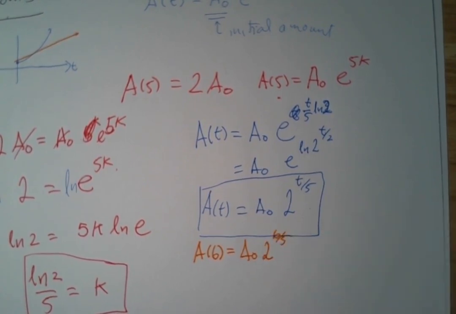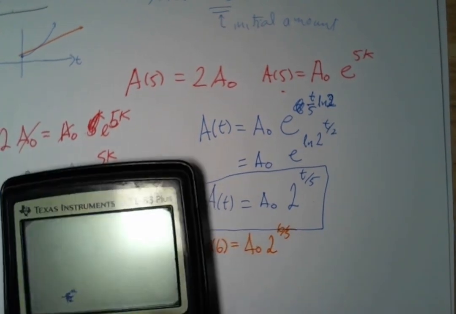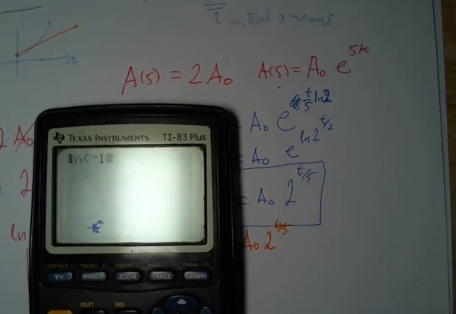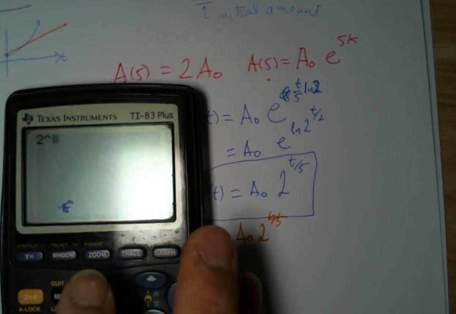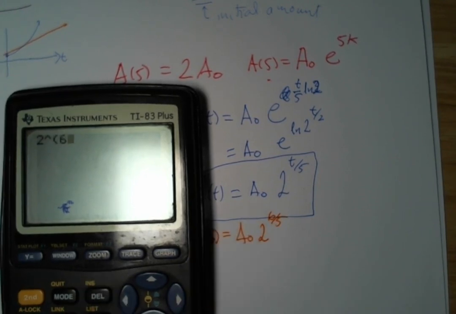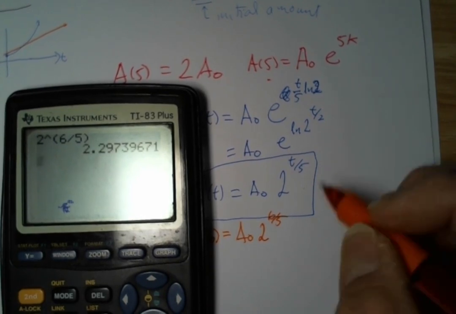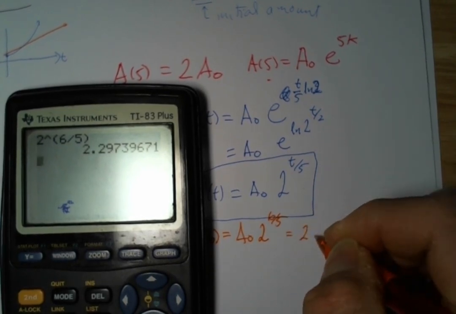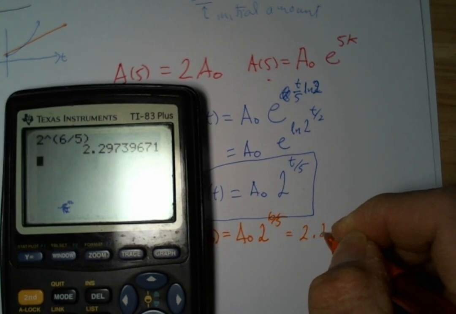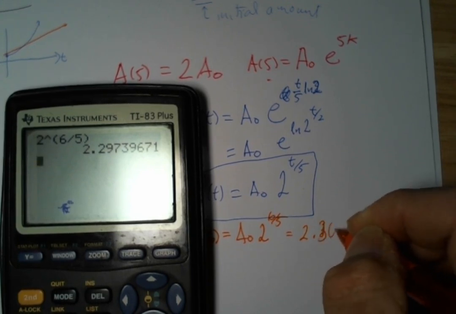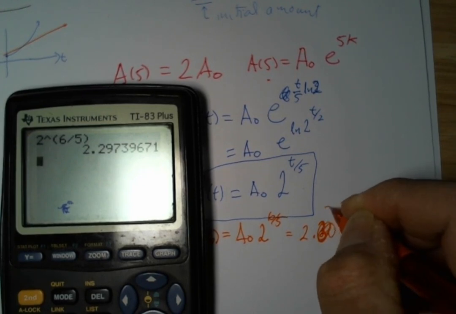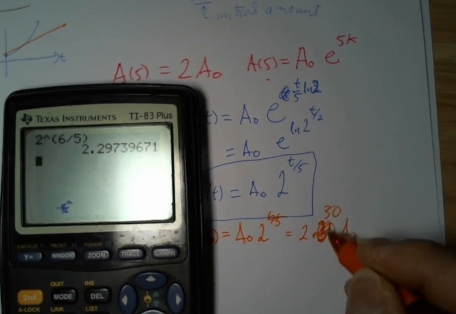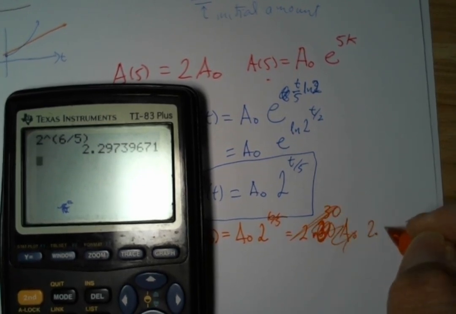Plug in 6 for t, and we get 2 to the 6/5. So here we'll have 2 raised, use that caret for the power. Be careful here. Make sure you have parentheses, raised to the 6/5, and we have 2.30, well, let's say 230% of the initial amount. Excuse my sloppy writing here.